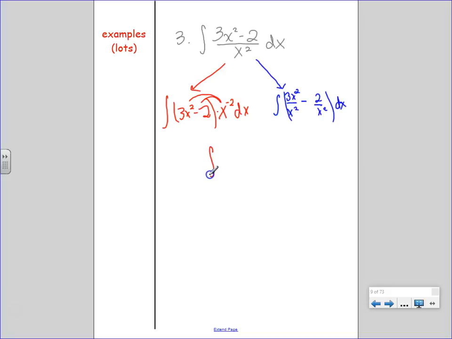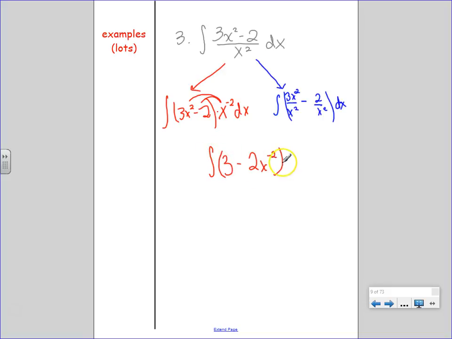at an integral of, what do I do with x squared times x to the negative 2 when I add the powers? X goes poof. X to the 0 is 1. What happens here? The x's cancel. I just get a 3 minus 2x to the negative 2.